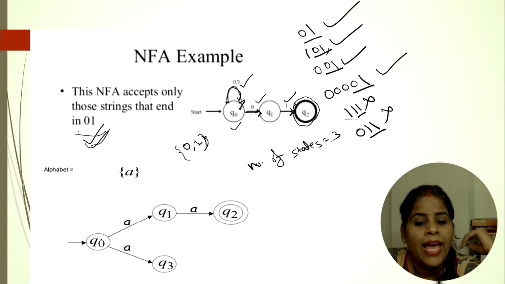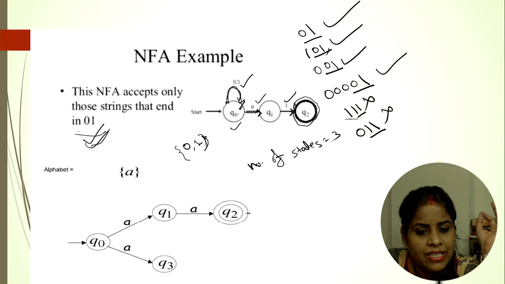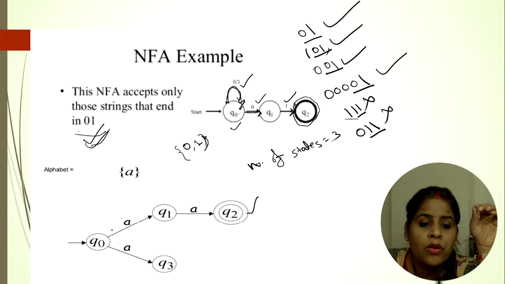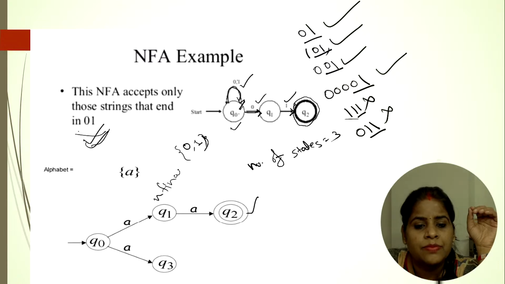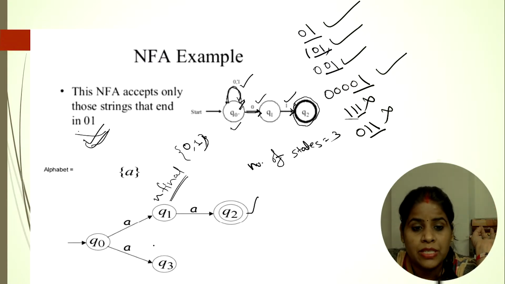Q0, and we are taking A here, and another A, and it is final state. But will the A be accepted in this automata? No. Why? Because there is a transition, but it is not final state. Okay, non-final state. That's why A will not be accepted here.